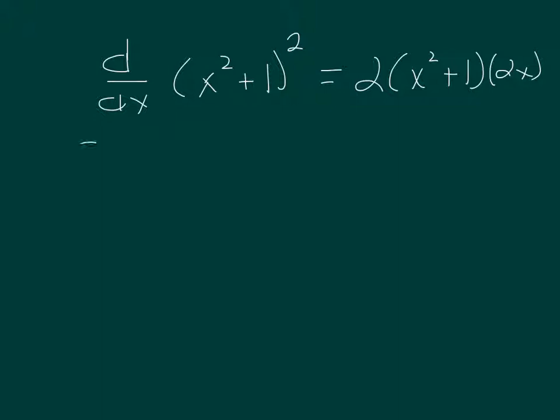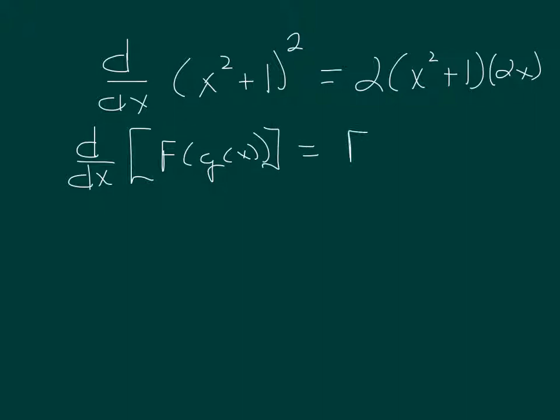Our chain rule, if we have a composite f of g of x, remember, is the derivative of the outer, where the inner function stays the same, times the derivative of the inner function. That's what we just did in the previous example.